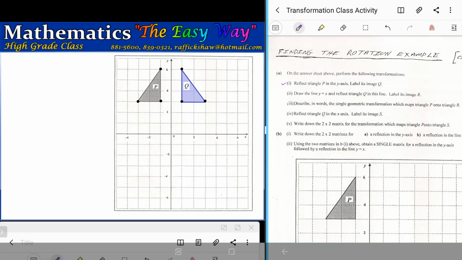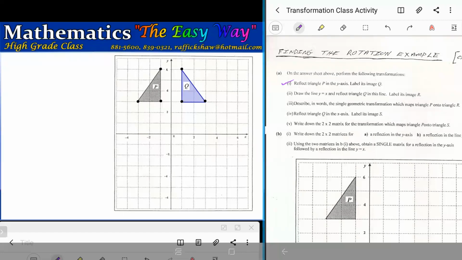First part. All right. The second part now says we have to draw the line y equals x. Then after we draw the line y equals x, we must reflect triangle Q in the line. So we're going to reflect triangle Q in the line y equals x, and then we have to label the image R. So going from triangle Q to triangle R, a reflection in the line y equals x, and they want us to draw that line.